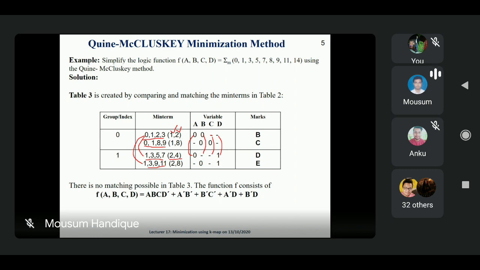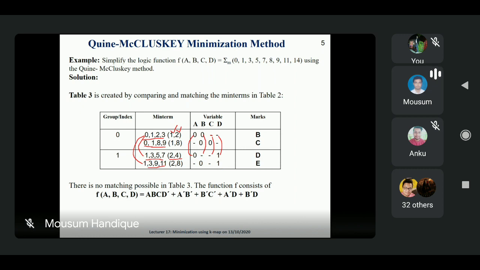Again, you can check 0, 1, 2, 3 with the second group 1, 3, 9, 11. Is it possible? It is also not possible, because the first one is 0 dash, the second one is dash dash, the third one is also similar. But the fourth one, that means the most LSB is 1 and dash and 1. So it is different. So we get 2 differences. We cannot compare 0, 1, 2, 3 with 1, 3, 9, 11.